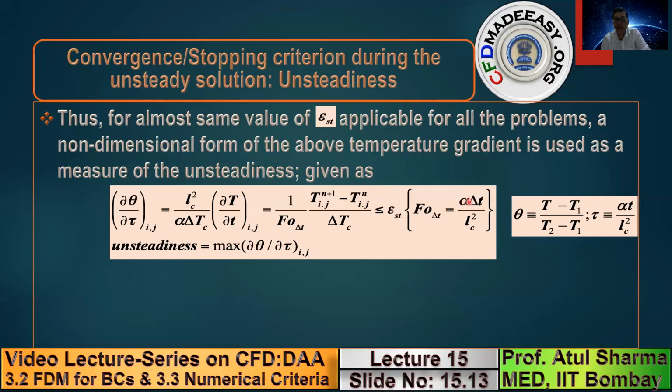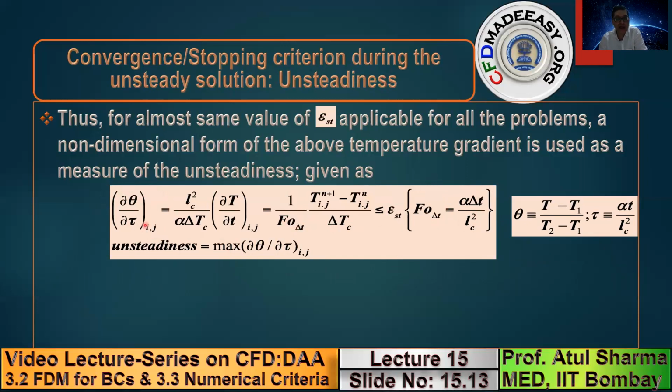This is the time interval that you have chosen, maybe from stability criteria. If you are using an explicit method, you can take a length scale, calculate this Fourier number, and use this formula as a convergence criterion, which corresponds to the non-dimensional temperature gradient. This should be less than the convergence tolerance.